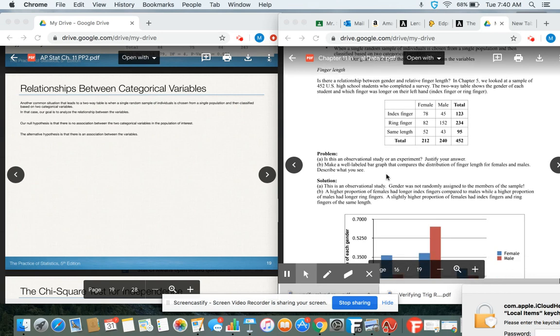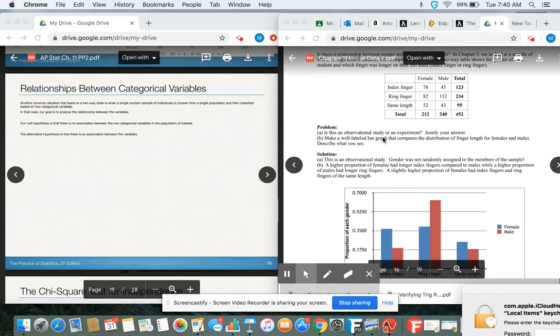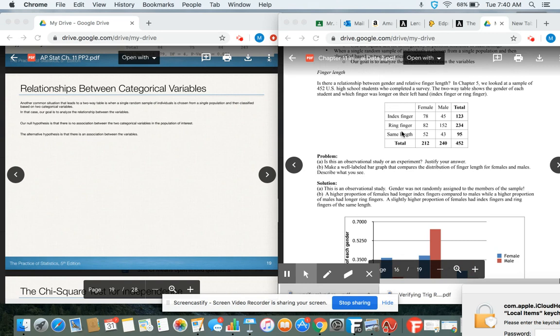Just a couple questions here. Is this observational or an experiment? If you forget this question, they sampled over 450 U.S. high school students, who completed a survey. They were asked their gender, and which finger was longer on their left hand. So this is an observational study. Nothing was randomly assigned here. The students were just asked to answer these couple questions.